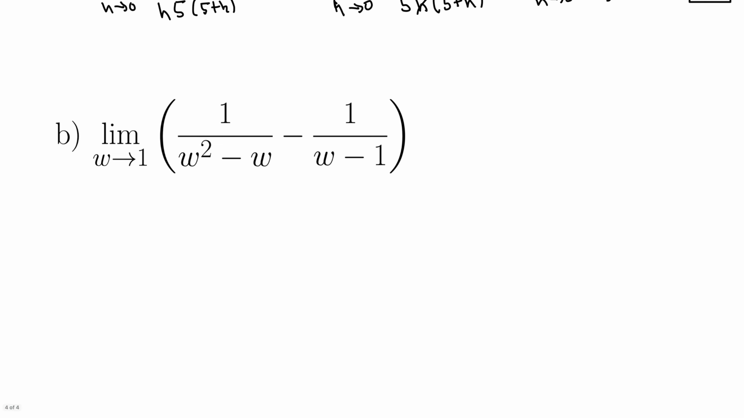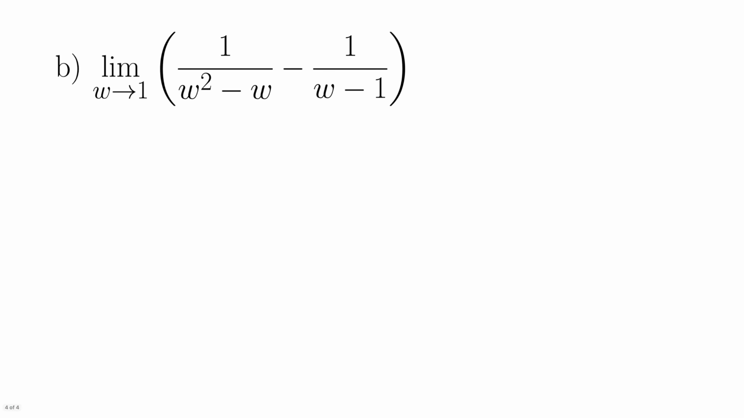Okay, moving on to part B, we have the limit as w goes to 1 of the quantity 1 over w squared minus w minus 1 over w minus 1. Now if we just dive right in and substitute 1 for w, we'd get infinity minus infinity, or some version of that, which is an indeterminate form. Infinity minus infinity is not 0, it turns out. So we need to do a little bit more work here.